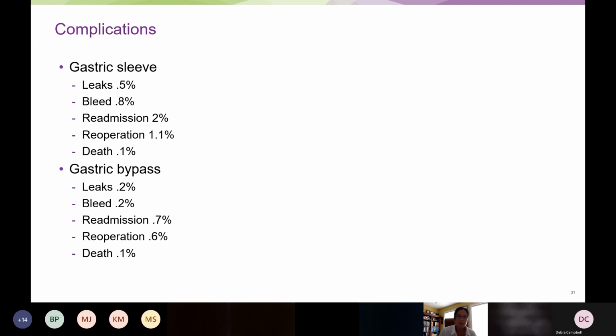And I'm hoping this year I'm doing a study on our complication risk after revisions. And so I should have that data for you by next year. Next slide.